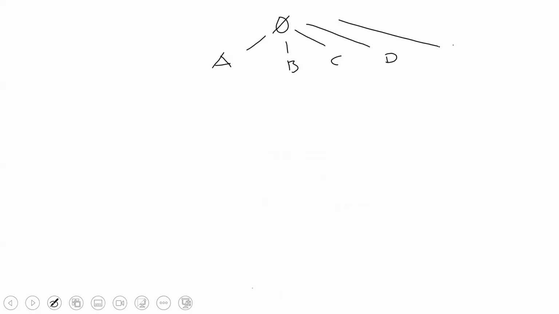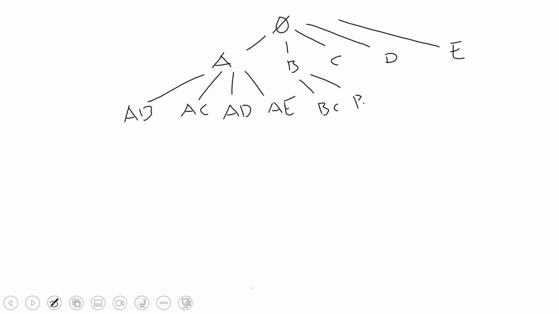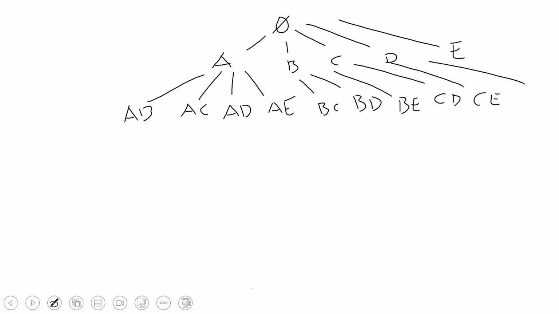Let me quickly draw this diagram so that it will be easy for you. It starts with A, B, C, D, and E. And this goes to AB, AC, AD, AE, and this will be BC, BD, BE, and this goes to CD, CE, and DE. Okay, and now from this the extension is ABD, ABE.